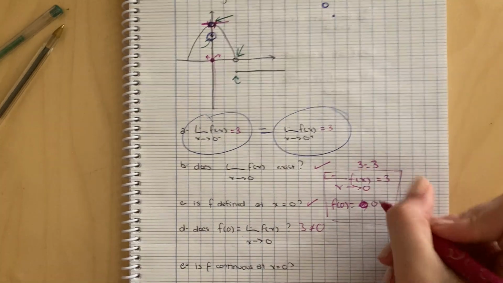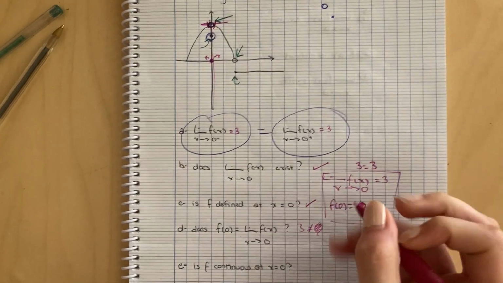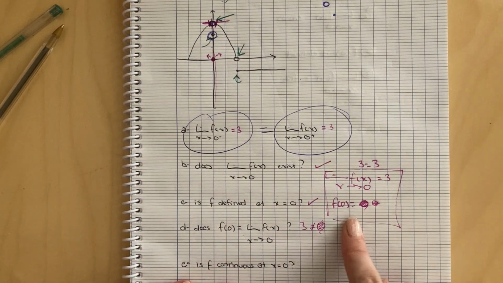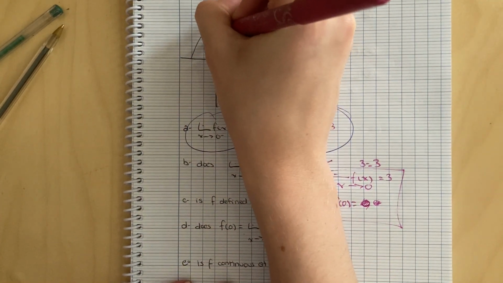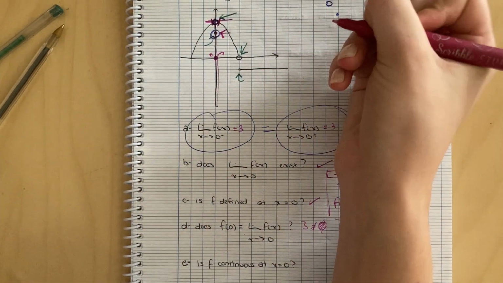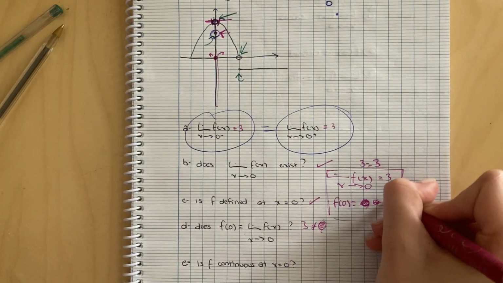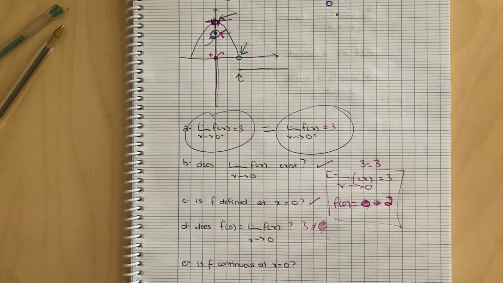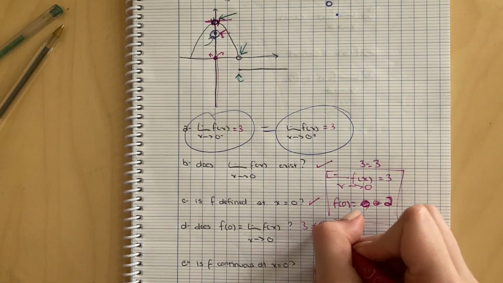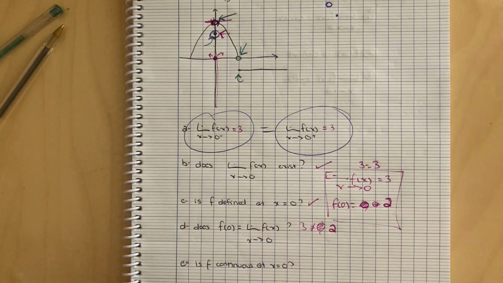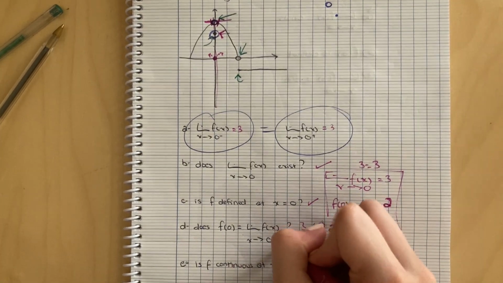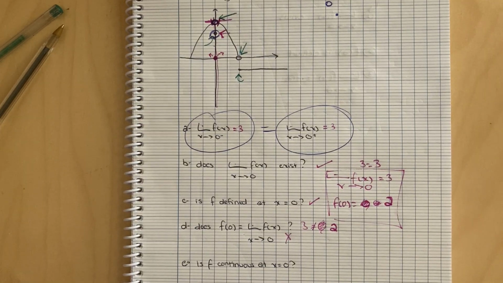Wait, sorry, not 0. I was mistaken with that. So first of all, okay, is f defined at x equals 0? F of 0 exists at this point right here, which is 2. So f of 0 is at 2, not 0. I don't know why I wrote 0. So 3 down here is not equal to 2, correct? So f of 0 does not equal the limit of f of x as x tends towards 0.